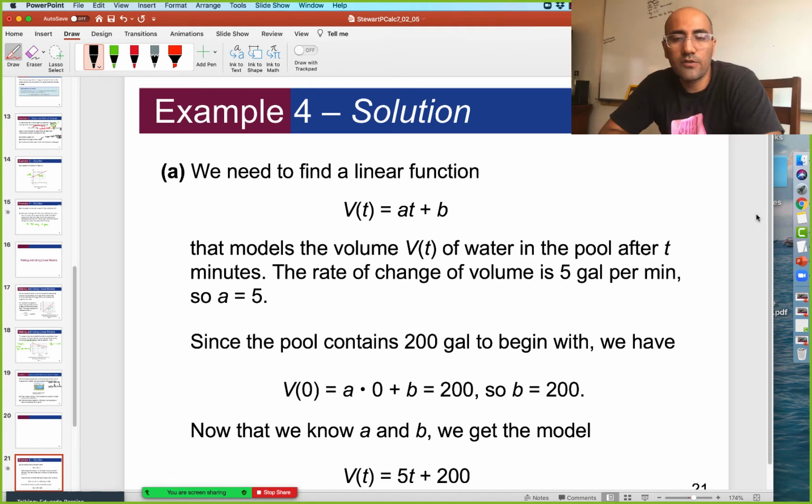The fact that the 200 is the initial amount means that when we graph this, we want the input value of t at time 0 to be equal to 200. So we have the ordered pair (0, 200). At time equals 0, the volume equals 200, where we started off. Okay, so we end up with the same equation.